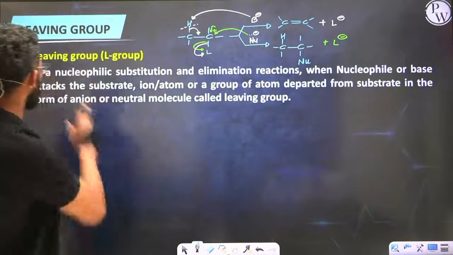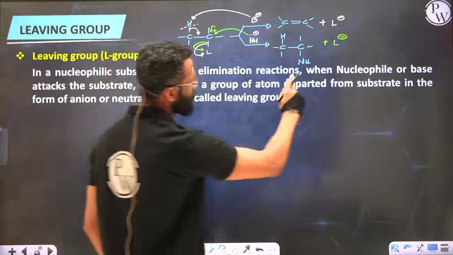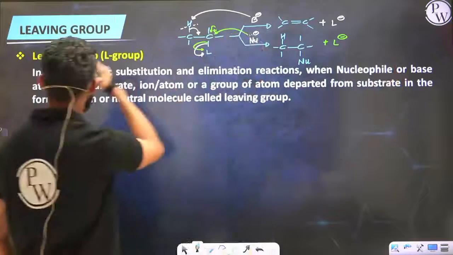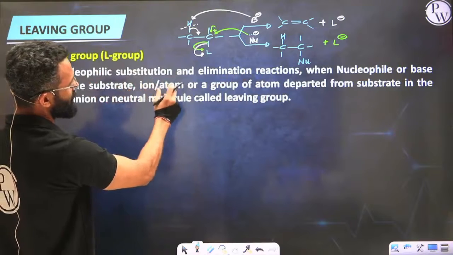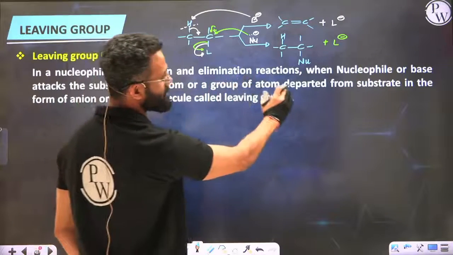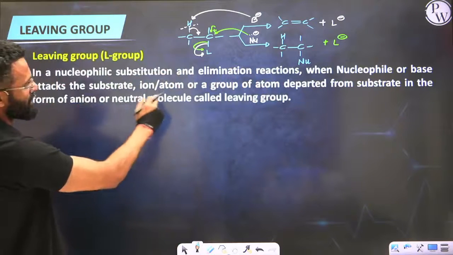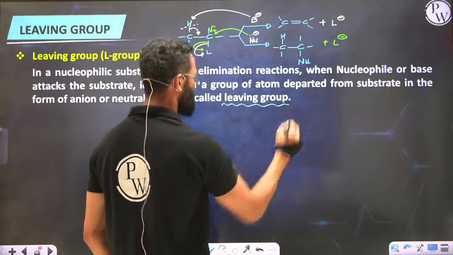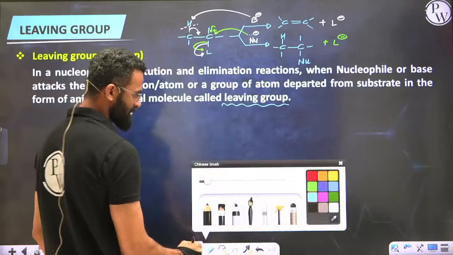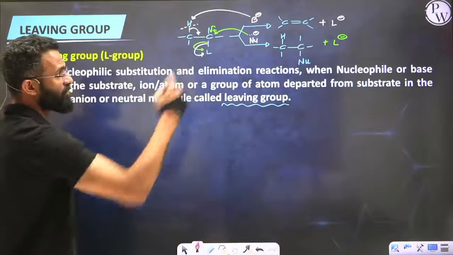So read it here. In nucleophilic substitution and elimination reactions, when a nucleophile or base attacks the substrate, an ion or a neutral atom or a group of atoms departs from the substrate, generally in the form of anion, which is what you call a leaving group. Okay. So what we learned here is that the leaving group is the one which is generally in the form of anion.